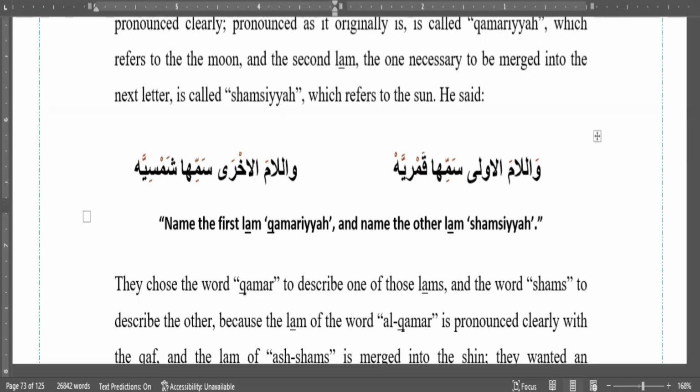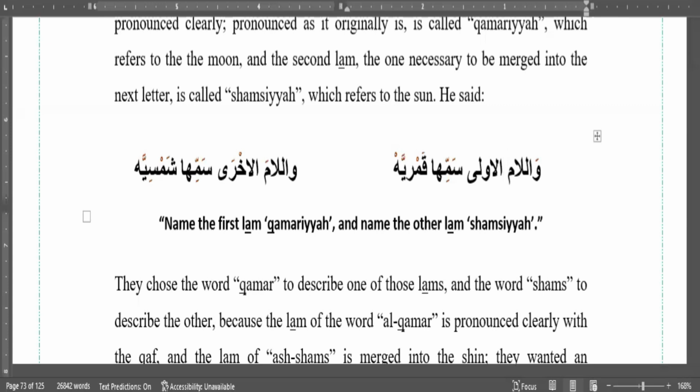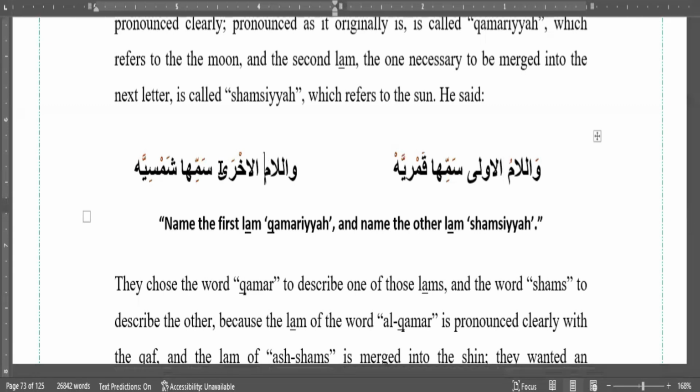وَاللَّامُ الْأُولَى should be Dhamma. That's right. It makes sense too now that I remember the rule. وَاللَّامُ الْأُخْرَى. وَاللَّامُ الْأُولَى سَمِّهَا قَمْرِيَّةً، وَاللَّامُ الْأُخْرَى سَمِّهَا شَمْسِيَّةً.